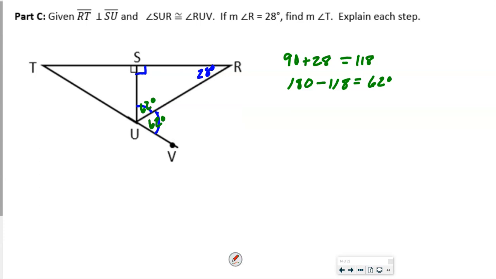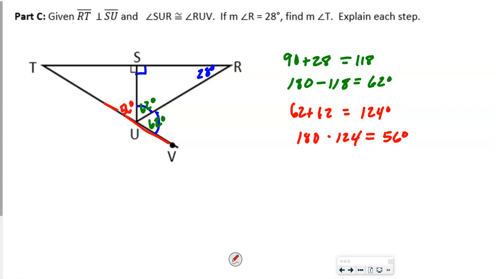Now, hopefully you notice that there's a straight line right here. So let's go ahead and try to find this angle by adding those two angles together. 62 plus 62. That's going to be 124, and then we're going to subtract that from 180. And that's going to give us, let me see, 56. Okay, so now we know this angle is 56 degrees. Let me clean that up a little bit. So it looks like 56 degrees.